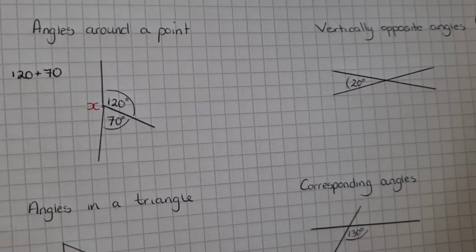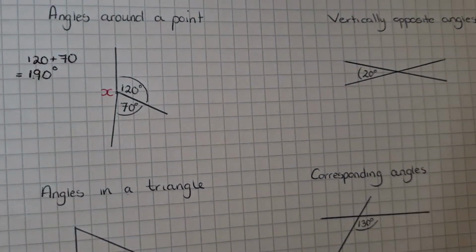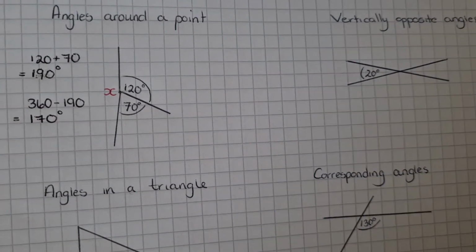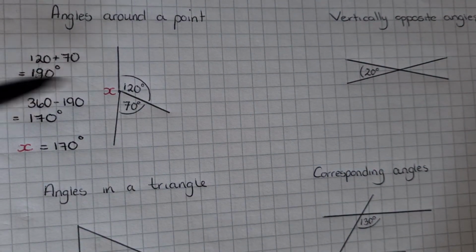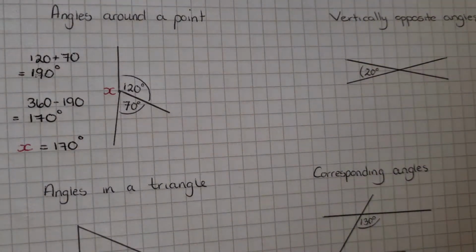So 120 adds 70, which is 190, and then we can do 360 take away 190, which is 170 degrees. So this missing angle here is 170 degrees.